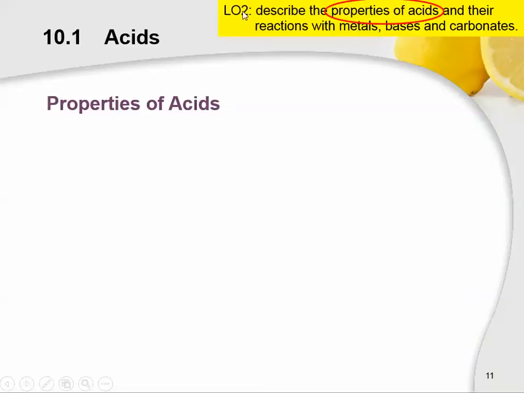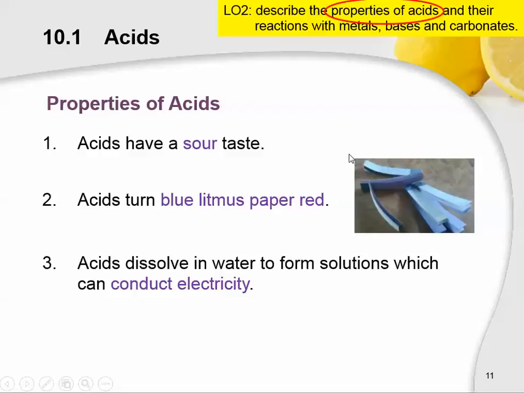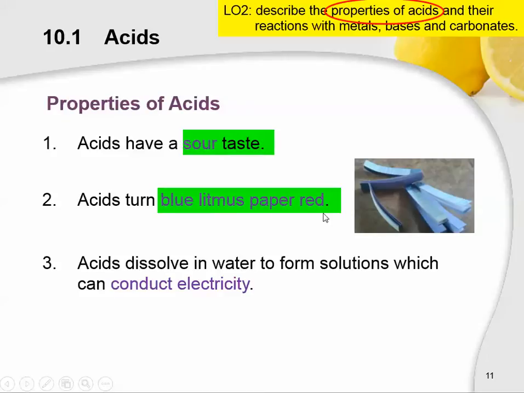Next, learning objective 2, we want to look at the properties of acid. Some general properties are sour taste, blue litmus will turn red, and as well as when acid is dissolved in water, it forms a solution with ions, hence it can conduct electricity.